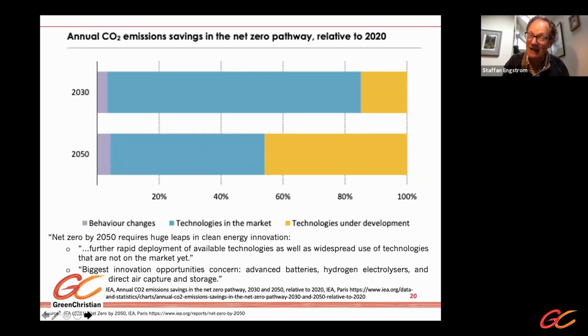They talk about direct air capture, a controversial, very new strategy, sucking carbon out of the air, and storage, which is controversial for a lot of us.